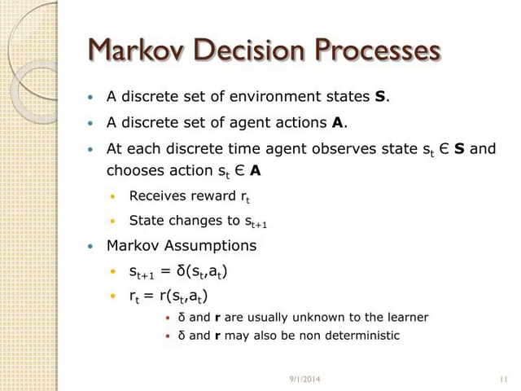Key components of MDPs. States: S, a discrete set of all possible states of the environment. Actions: A, a discrete set of all possible actions an agent can take. Process: at each discrete time step t, the agent observes the current state s_t, an element of S, and selects an action a_t, an element of A. The agent receives a reward r_t based on the current state and action. The state of the environment transitions to a new state, s_t+1.